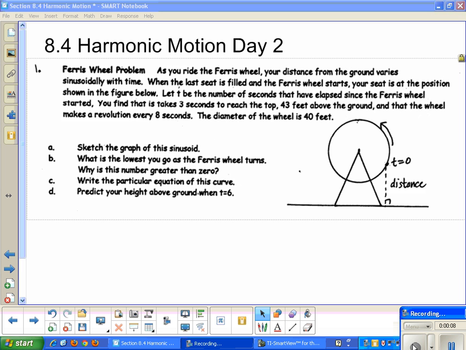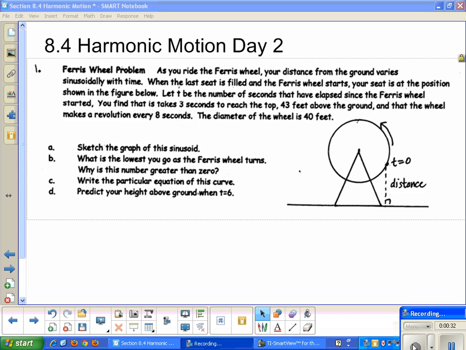As you ride the Ferris wheel, your distance from the ground varies sinusoidally with time. When the last seat is filled and the Ferris wheel starts, your seat is at the position shown in the figure below. Let t be the number of seconds that have elapsed since the Ferris wheel started. You find that it takes 3 seconds to reach the top, 43 feet above ground, and that the wheel makes a revolution every 8 seconds. The diameter of the wheel is 40 feet.